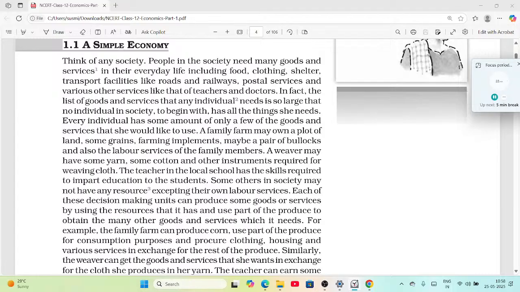A family farm may own a plot of land, some grains, farming implements, maybe a pair of bullocks, and also the labor services of the family members. A weaver may have some yarn, some cotton, and other instruments required for weaving cloth. The teacher in the local school has the skills required to impart education to the students. Some others in society may not have any resource excepting their own labor services.